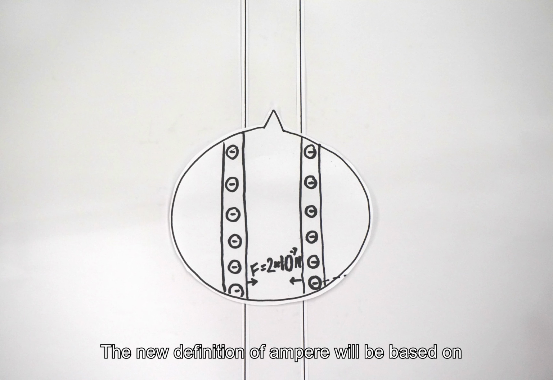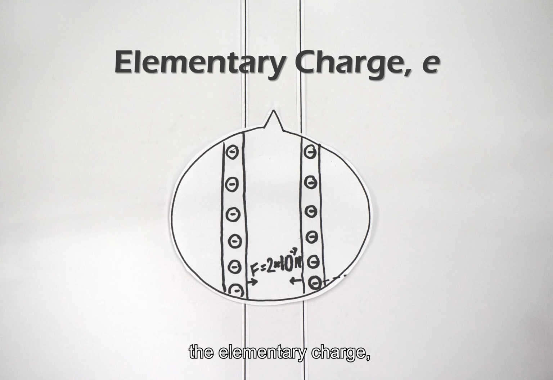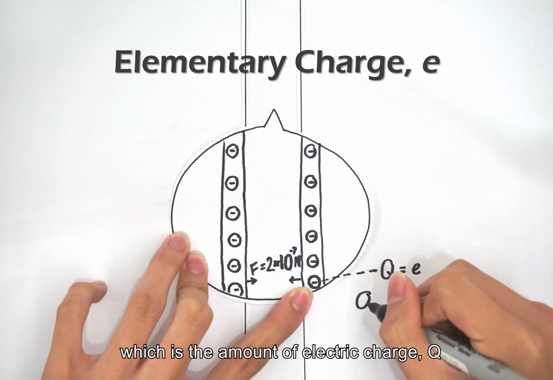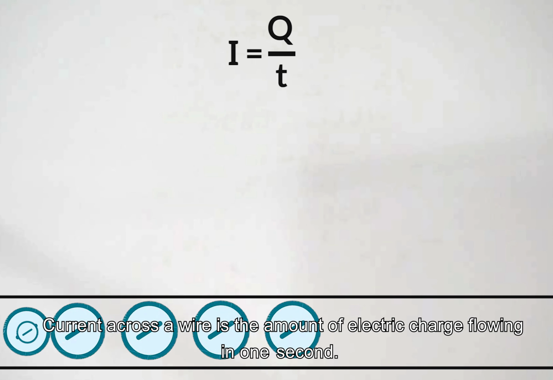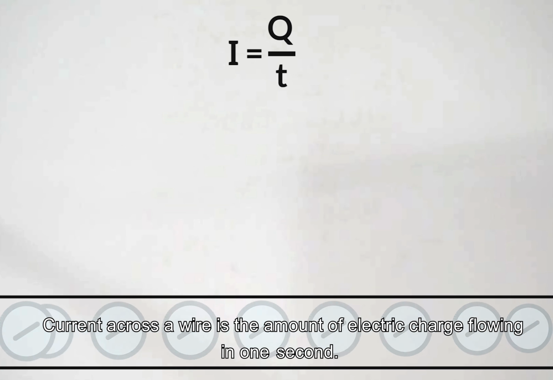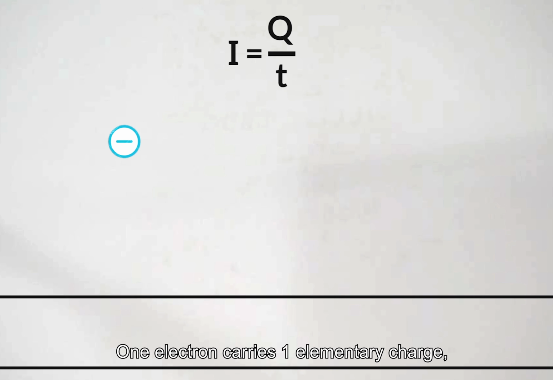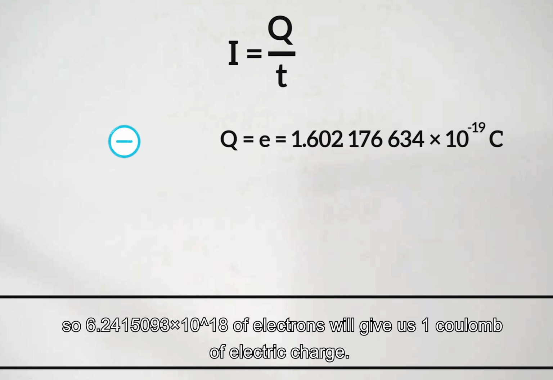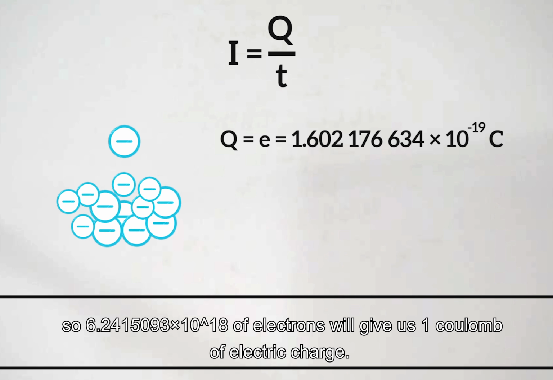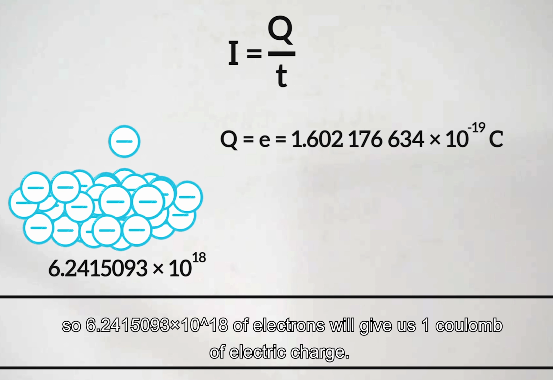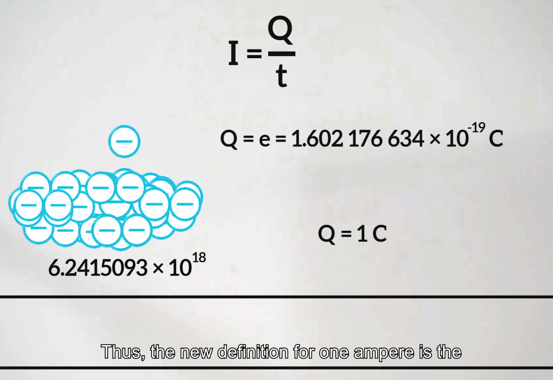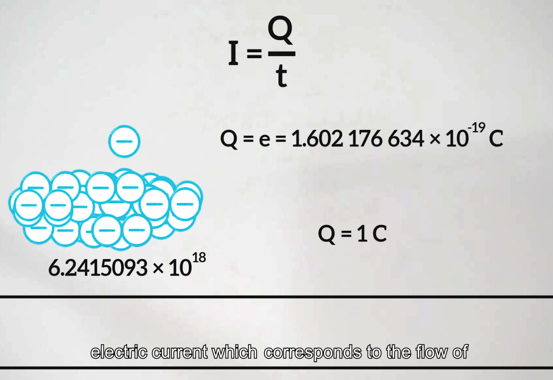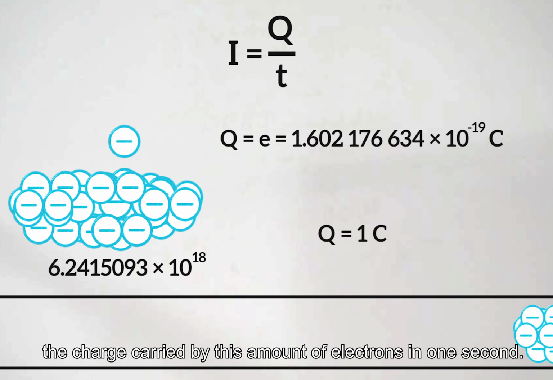The new definition of ampere will be based on the elementary charge, which is the amount of electric charge Q carried by a single proton or electron. Current across a wire is the amount of electric charge flowing in 1 second. 1 electron carries 1 elementary charge, so 6.2415093 times 10 to the power of 18 electrons will give us 1 coulomb of electric charge. Thus, the new definition for 1 ampere is the electric current which corresponds to the flow of the charge carried by this amount of electrons in 1 second.